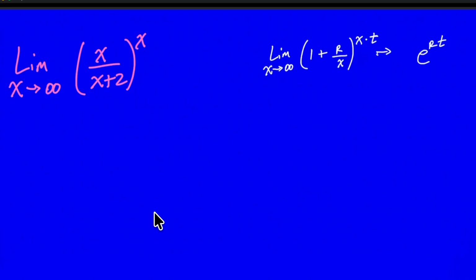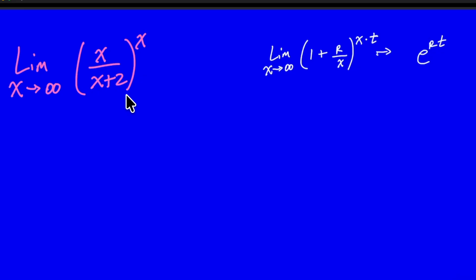Next, we are given that the limit as x approaches infinity of (x divided by x plus 2), all raised to the x power. So what clues us in, folks, that we're going to use this compound interest technique is that there's an x up here in the exponent. Okay, so right now, we don't have a splitting of this fraction. So this is a nice trick.